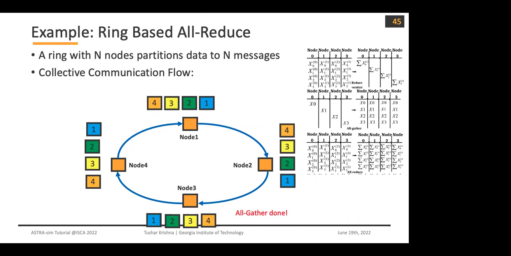So the beauty of this is, there was no contention. You just forwarded a part of the data to your neighbor. They added it up, forwarded, and so on, right? So it's a very elegant way of implementing all reduce if you have a ring-based topology.